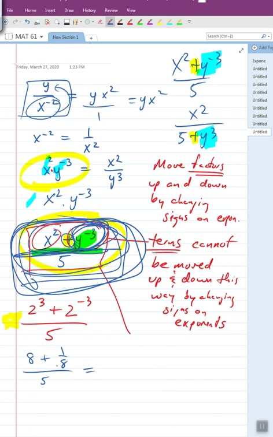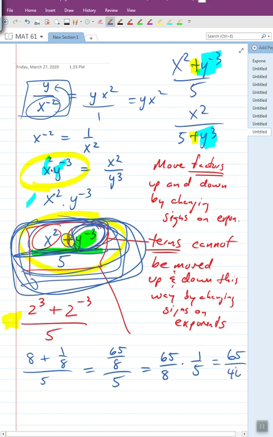Okay, what is 8 plus 1/8? It's 65 eighths. And 65 eighths divided by 5 is 65 eighths times 1 over 5, which is 65 over 40, which reduces to 13 over 8, or something like that. Okay, notice that is not the same thing as 2 cubed over 5 plus 2 cubed.